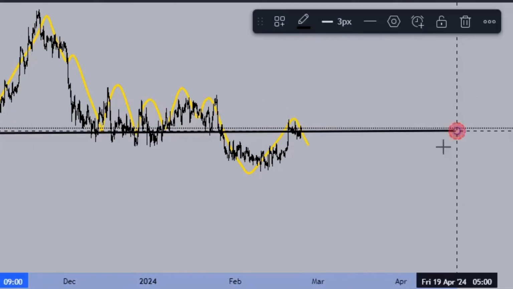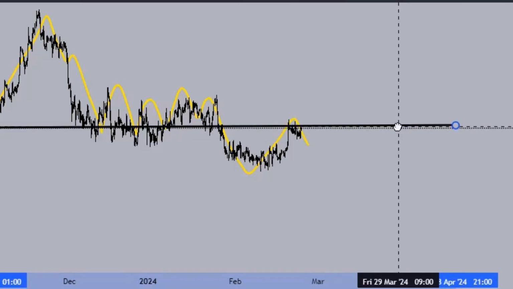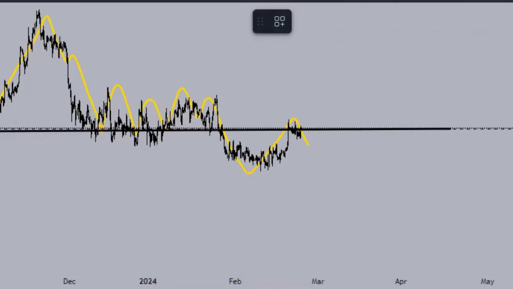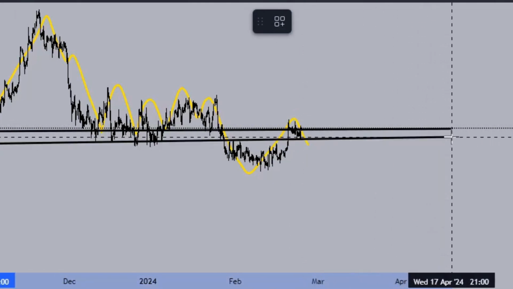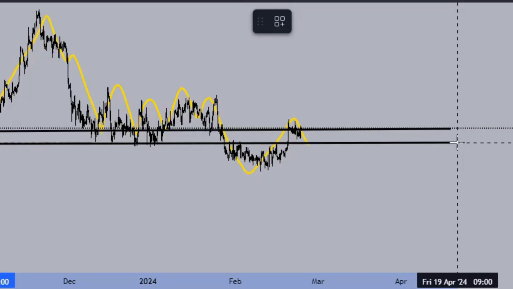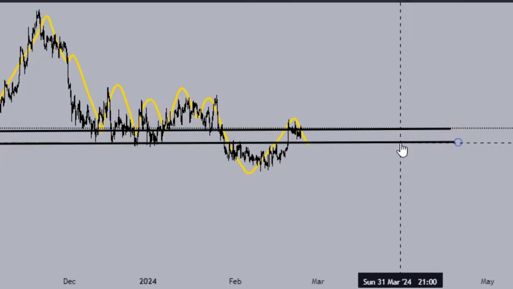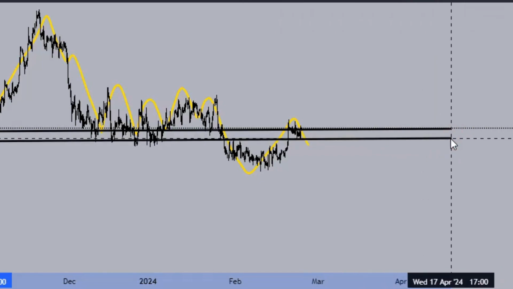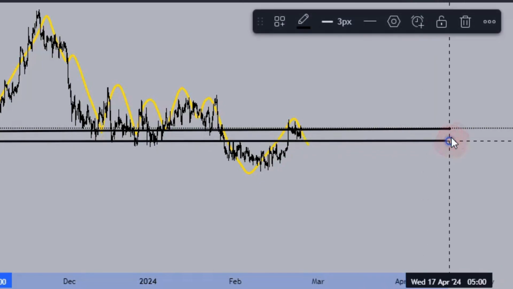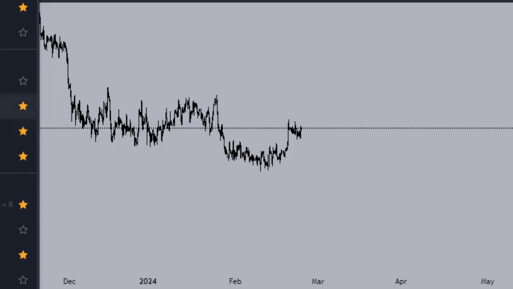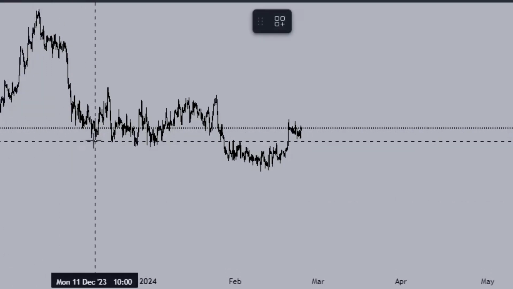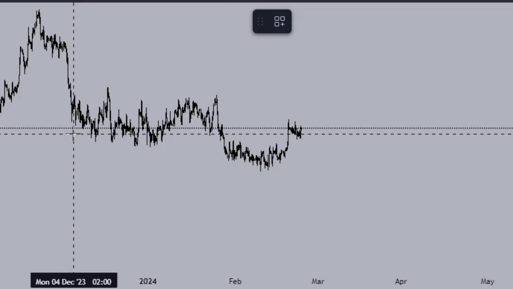Let me see. Maybe that's what it's doing. Maybe it's finding structure. Okay, so that may be what it's doing. Let's see if we can get our rectangle tool back up. Okay, maybe finding structure.